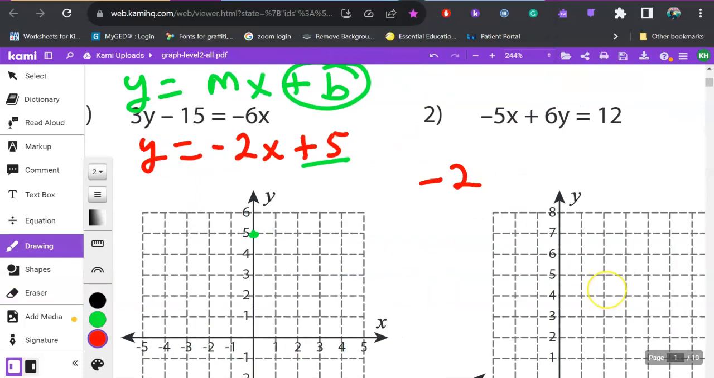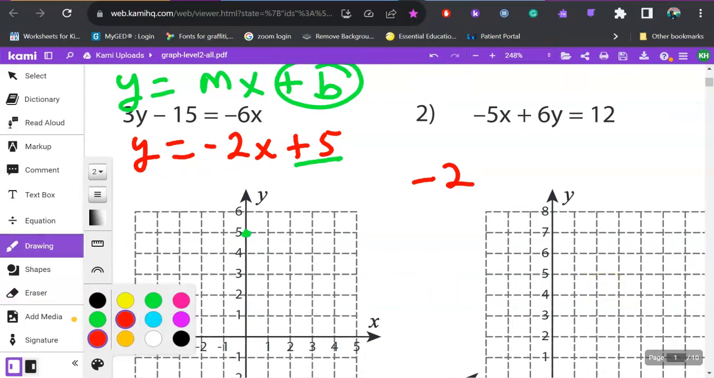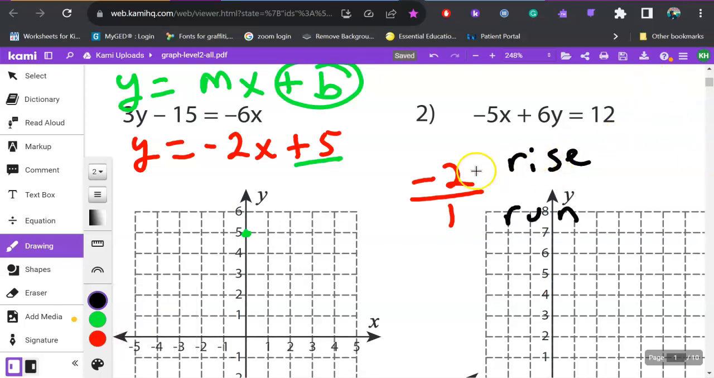So I pulled out my negative 2. I'm going to first change it into a fraction simply by putting a 1 underneath it. If it's not already a fraction, simply make it a fraction by putting a 1 underneath it. Because what happens is that you now have your rise and you now have your run. Now, just because it says rise doesn't necessarily mean that you have to go up. A rise number can go up or down. This is the method that I like to use. A run number, always run to the right.